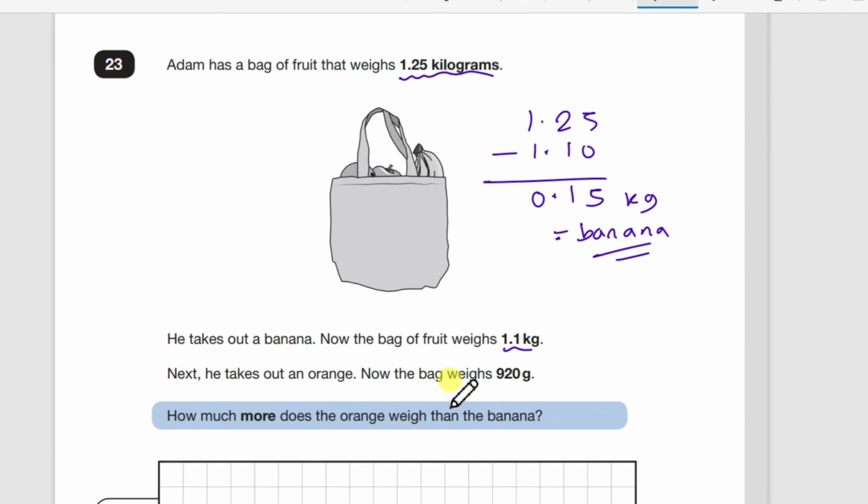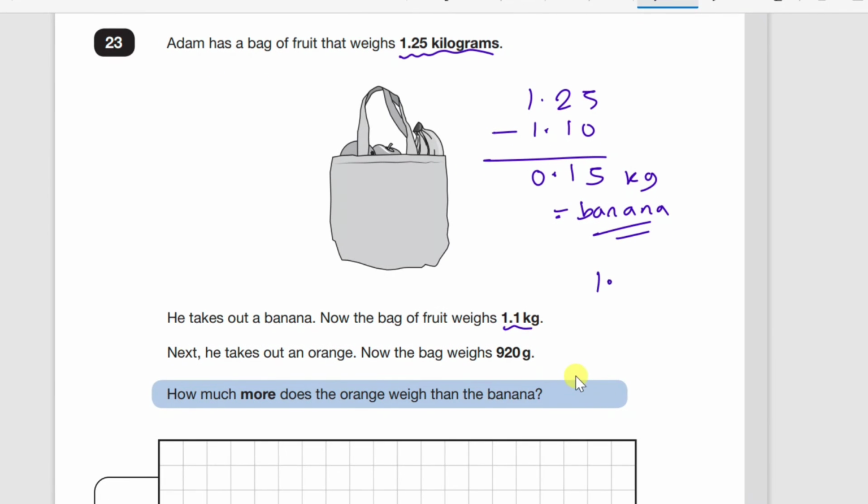Next, he takes on orange. Now the bag weighs 920 grams. So let's subtract the new 1. So let's do 1.1 take away 920. So that's 1.1. And the 920 grams is the same as 0.920 kilograms, yeah? And you put the zeros.